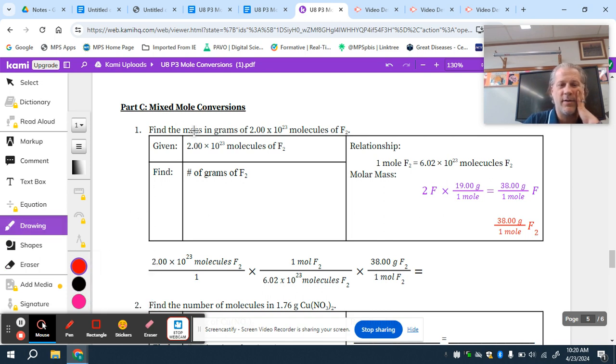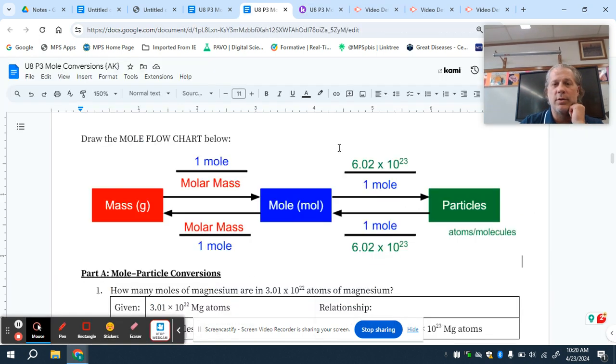are asked to find the mass of F2, so that's this part right here, when we are given 2.0 times 10 to the 23 molecules of F2. So that's this part right here. So we are starting this time with molecules. So we're starting over here with particles, and we are ending with mass. And there's no direct link from particles to mass. So we have to go particles to moles and then moles to mass.